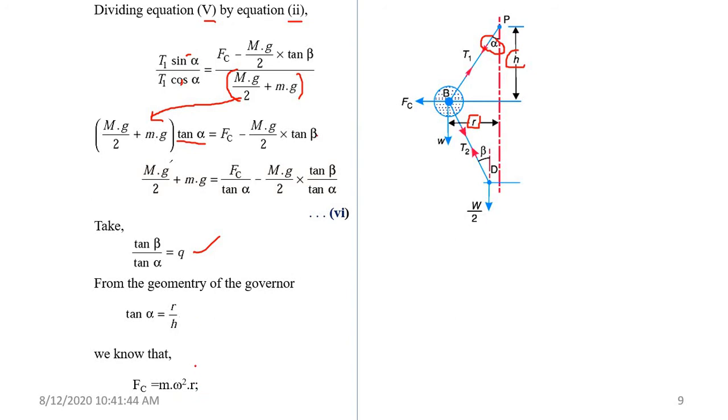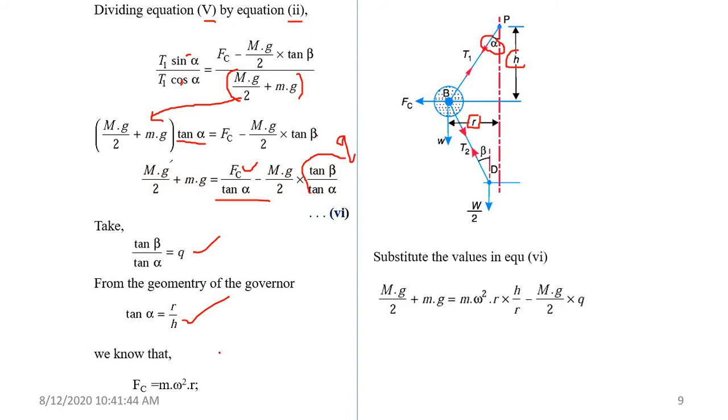Instead of q, we can apply: tan beta divided by tan alpha is equal to q. Here it is the q value. Tan alpha, you know the tan alpha value, tan alpha is equal to R by H. Then Fc is equal to m omega squared R. You can apply equation number 6. Substitute the values in equation number 6.